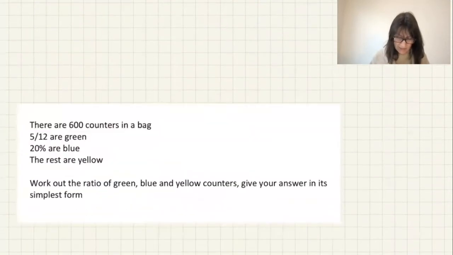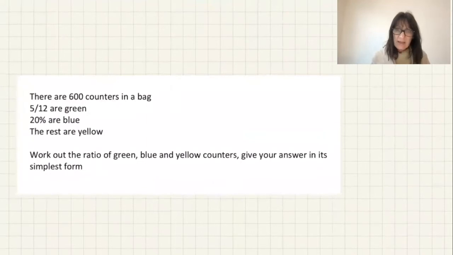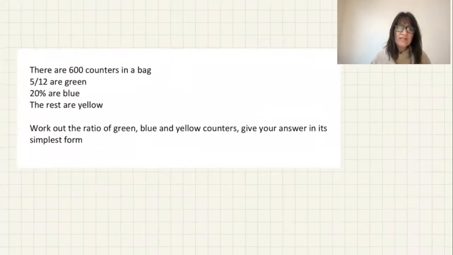All right, our next question is, let's pull up a little bit more. So we've got 600 counters in a bag. 5/12 are green, 20% are blue, and the rest are yellow. And you've got to work out the ratio of green, blue, and yellow counters, and then give your answer in its simplest form. So this is a fractional amount and a percentage amount. We've just done that. And then you've got to think about how you're going to pull that ratio together as a final answer. Now, I want you to hit pause and I want you to get as far as you can with this question and then press play when you're ready.